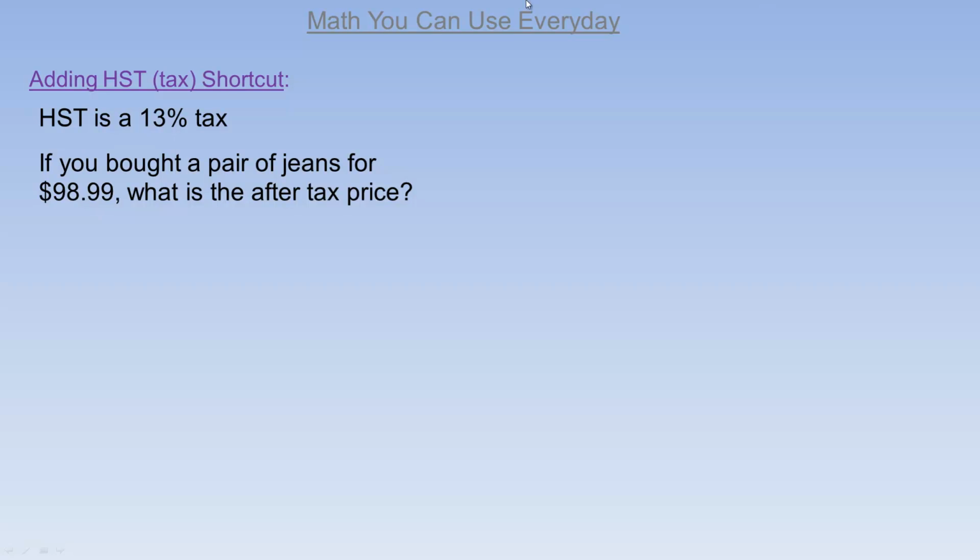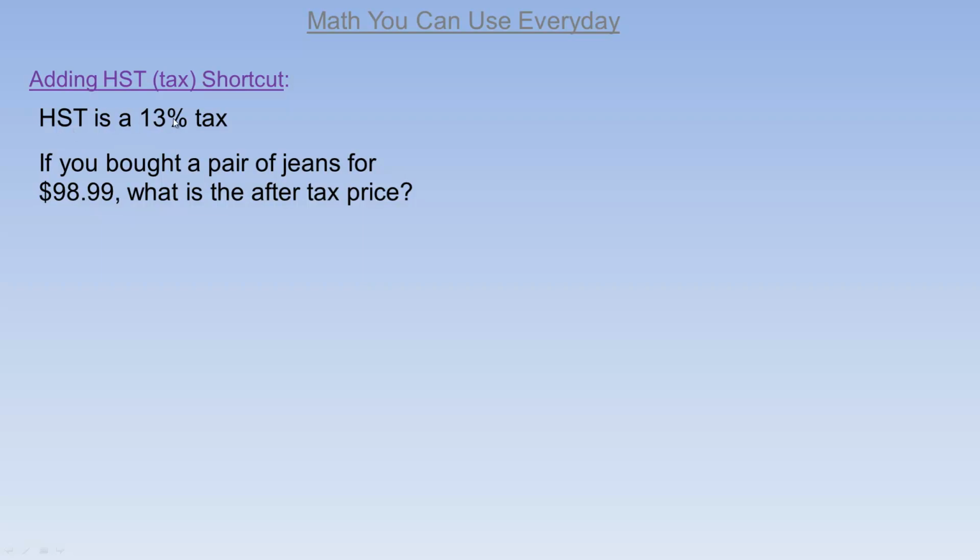In this tutorial, we're going to take a look at how you can add a shortcut for adding tax to a price. This is one of the videos in the series I'm going to call Math You Can Use Every Day. I've got 4 of these short little tutorials made up, and I'm going to make more. I'm going to start with, I live in Ontario, Canada, and our tax is called the HST. It's a harmonized tax. It's a combination of some provincial tax and some federal tax, and right now it's 13%.